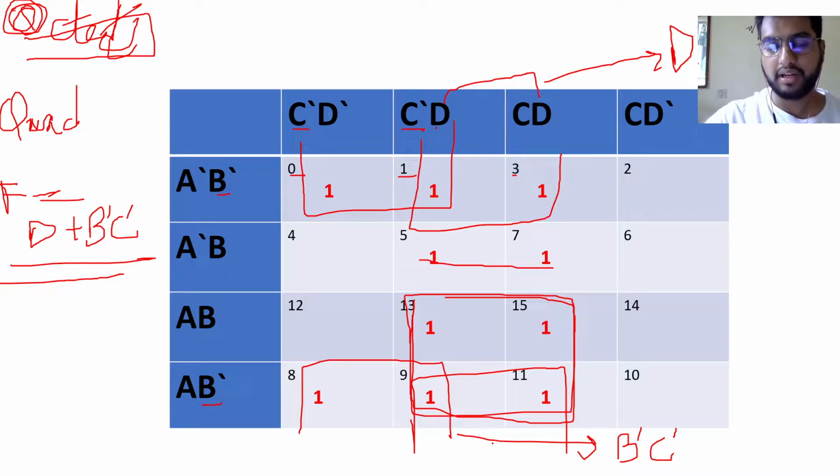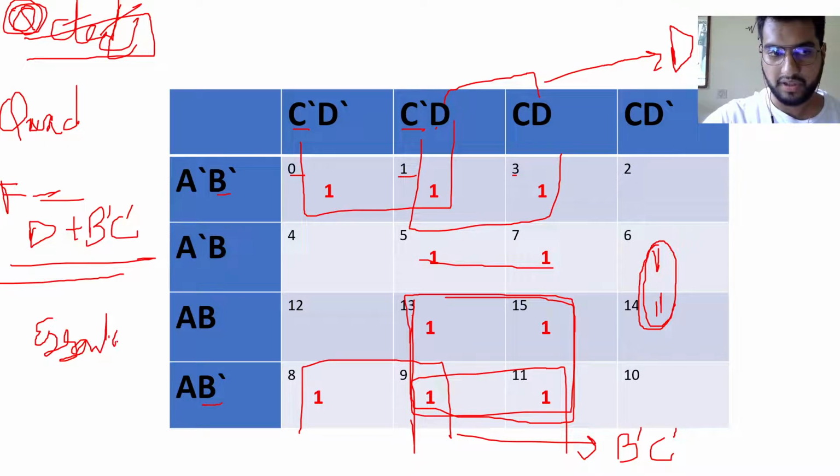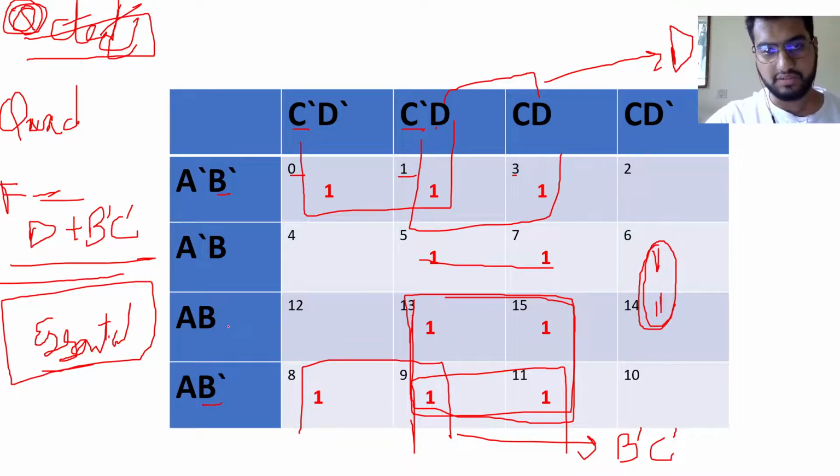But the essential prime implicant will be the one which covers a minterm. Let's say here I have a minterm. This is covered by this pair, and these minterms are not covered by any other octet, any other pair. So an essential prime implicant will always be present in our final solution. There can be multiple prime implicants, but whenever we minimize using a K-map, the essential prime implicant term will always be present in our final solution. So that's what prime implicant and essential prime implicant essentially mean.